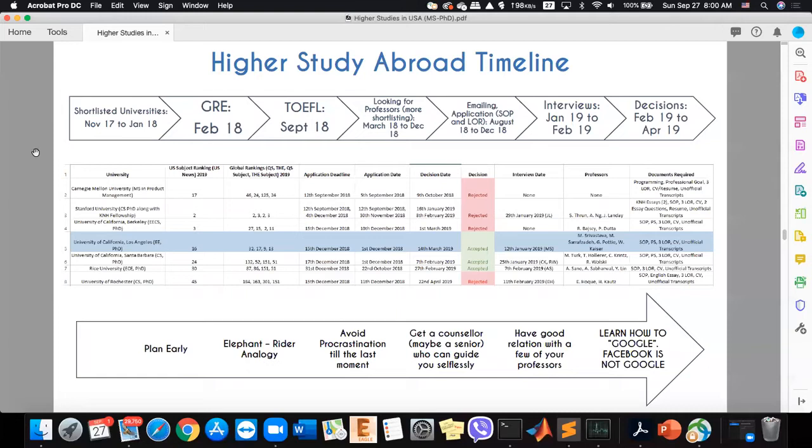What this means is that when you look for a particular university, a lot of factors will come into play. And not just logic, like, okay, my profile is not good, so I should not apply here. That type of logic.